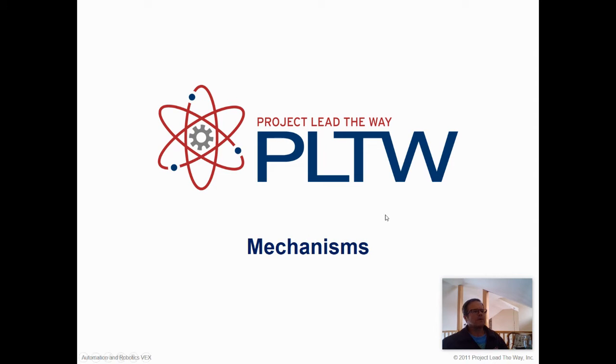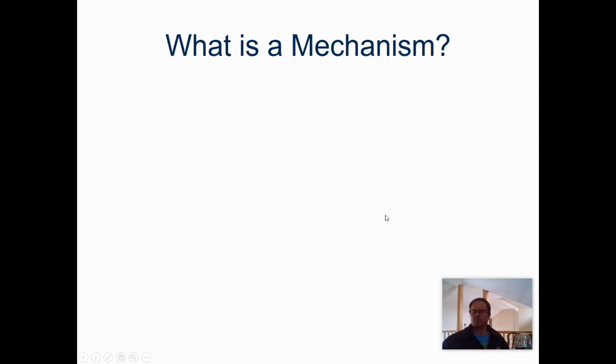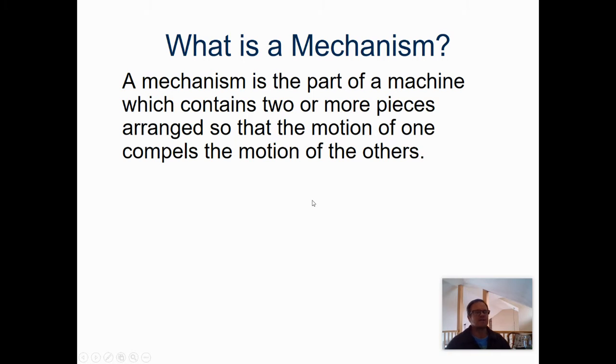Okay, so mechanisms. So here's the point where if we were in class, I'd say, hey, what is a mechanism? And hopefully a bunch of kids would raise their hand and be able to tell me what a mechanism is. Now, do you have to give this exact definition? No, this is pretty long. A mechanism is a part of a machine which contains two or more pieces arranged so that the motion of one compels the motion of the others. Well, that's basically saying, here's what you can remember, is that one thing moves and it moves something else. So you have an input, you have an output. One thing making another thing move, that's a mechanism.